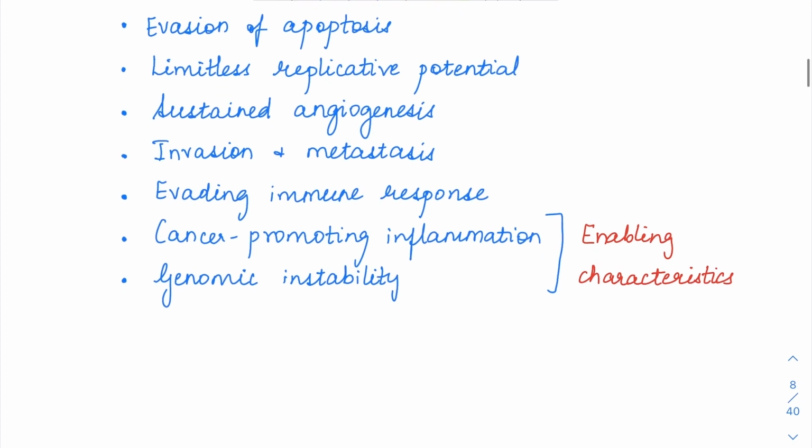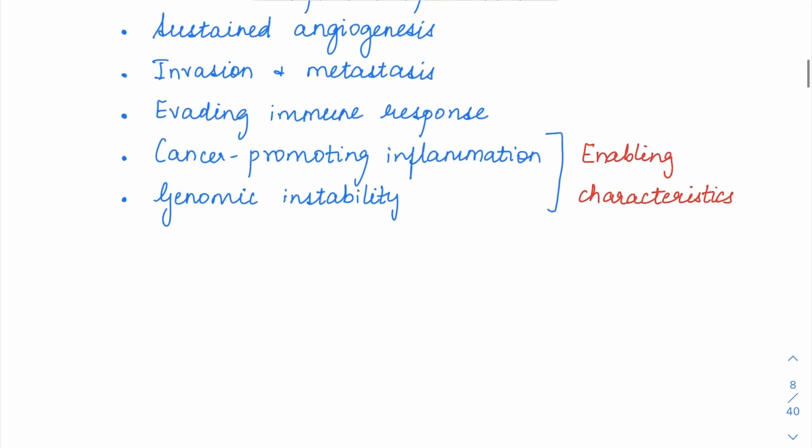Then limitless replicative potential. So they are going to attain immortality. Then sustained angiogenesis. So in order to grow and spread, the tumor cells are going to need blood supply. So they are going to develop some mechanism in which they have a continuous sustained blood supply. Then invasion and metastasis. So only when angiogenesis is there, they can invade the blood vessel and the local tissue and grow into other local surrounding tissue and also go into metastasis, so to distant sites. So for that also angiogenesis is needed.